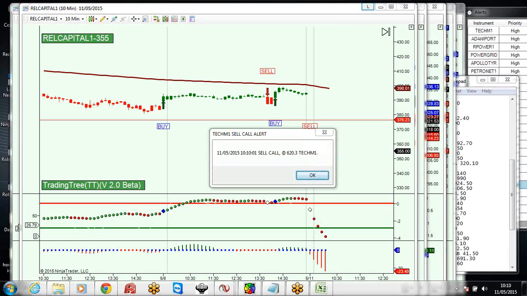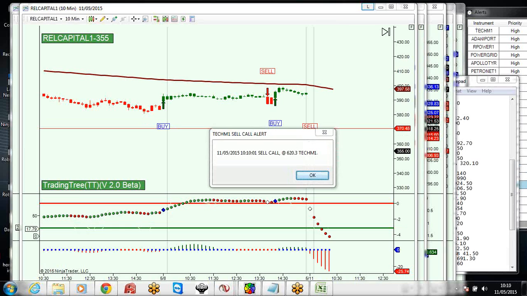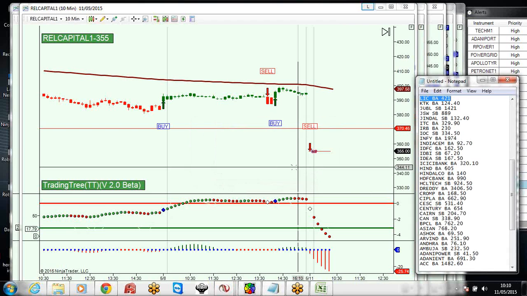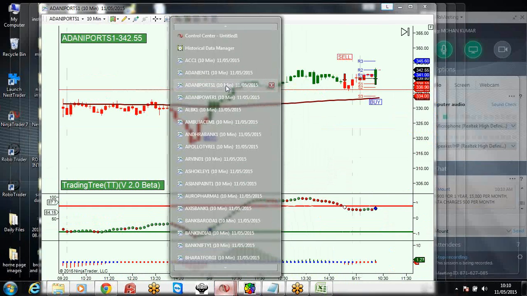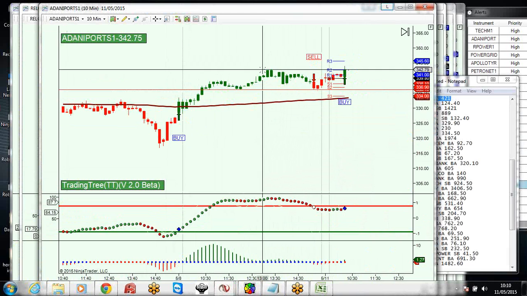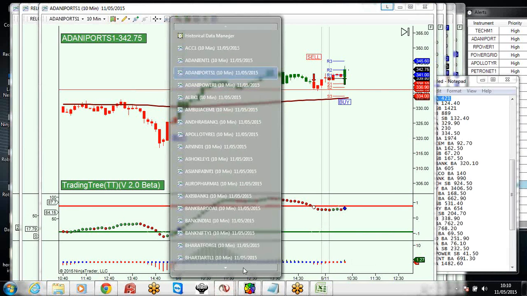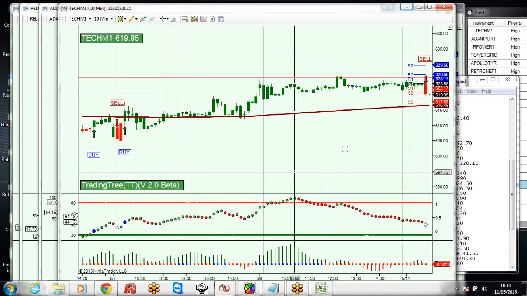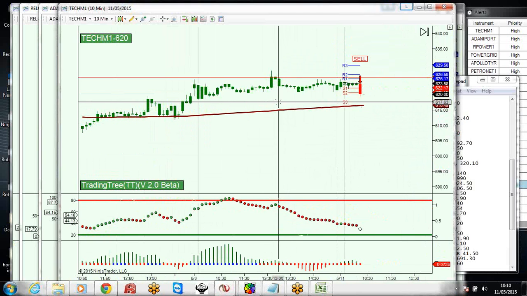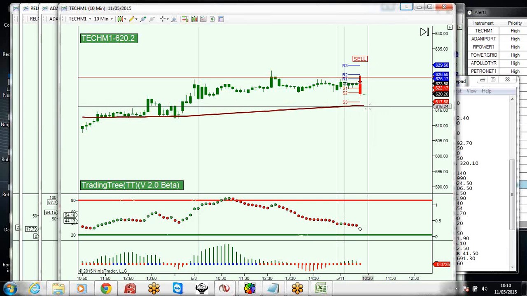There is a buy call in HCL, Tech Mahindra, and we have an Adani Ports buy. We were talking about the Adani Ports buy here. We'll avoid this call because we have these two supports here, that is your S3 and this brown line.